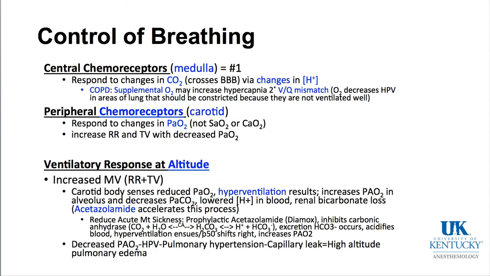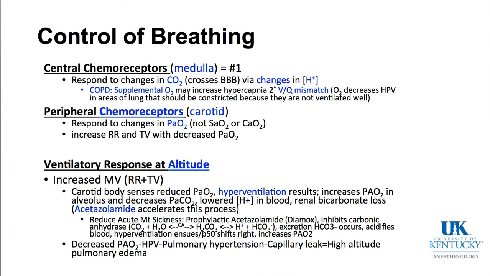Next topic is control of breathing. Your brain and the peripheral chemoreceptor carotid bodies are two major mechanisms of control of breathing. Your brain, specifically the medulla, responds to changes in pH that result when CO2 crosses the blood-brain barrier, changes the hydrogen ion concentrations, which then has its effect on the medulla of stimulating respiration in the case of CO2 rising.